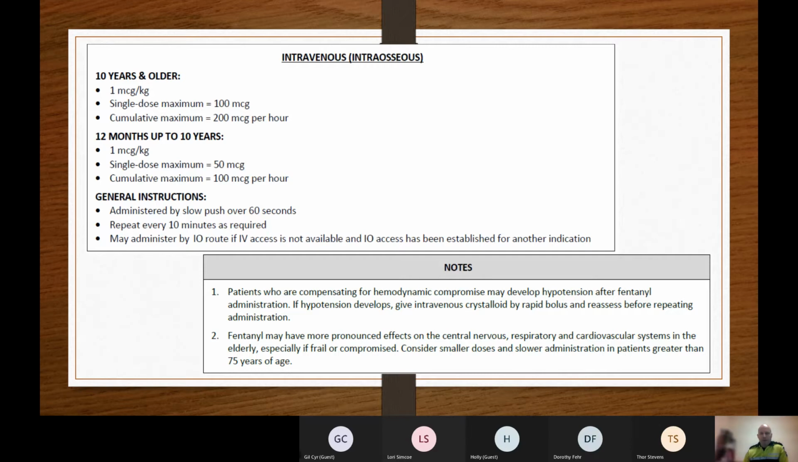You can give fentanyl through the IO, but they don't want you starting IOs just to give fentanyl. That's kind of mean, because if anybody's ever seen someone semi-conscious or conscious get a medication through an IO, it hurts. So it's kind of counterproductive to put them through pain to give them pain control.